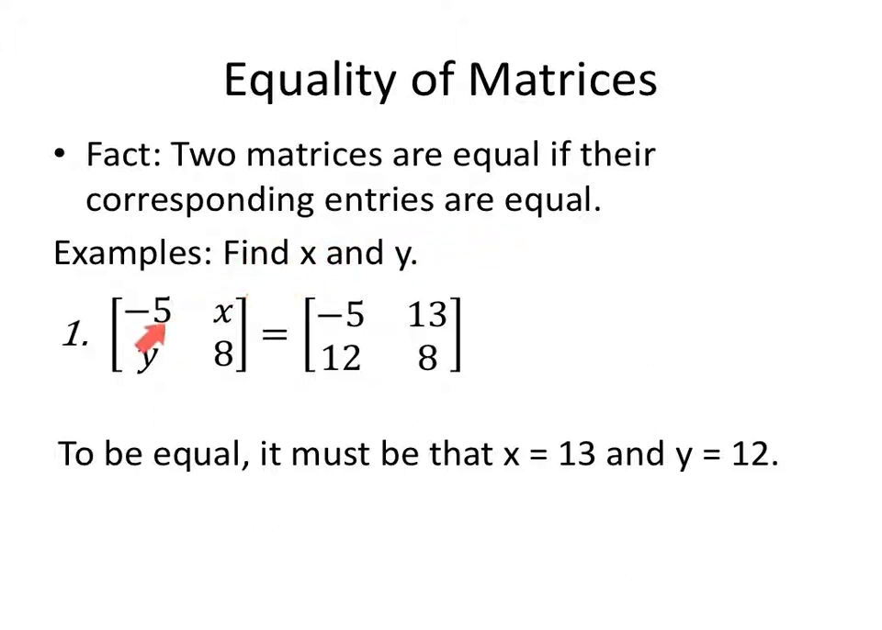For example, if I say these two matrices are equal, then row 1, column 1, -5 and -5. Row 1, column 2, x has to equal 13, or else these two are not equal. Row 2, column 1, y must equal 12. Row 2, column 2, they're both 8. So it must be that x equals 13 and y equals 12 for these two matrices to be equal, because their corresponding entries have to be equal.